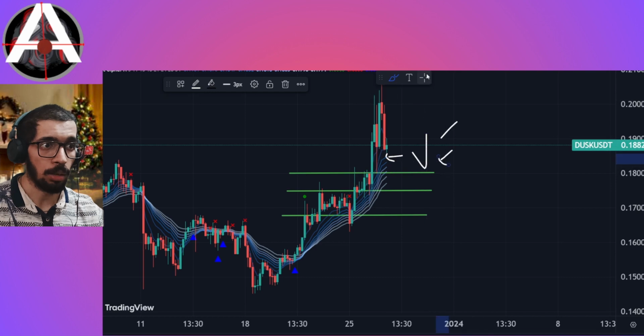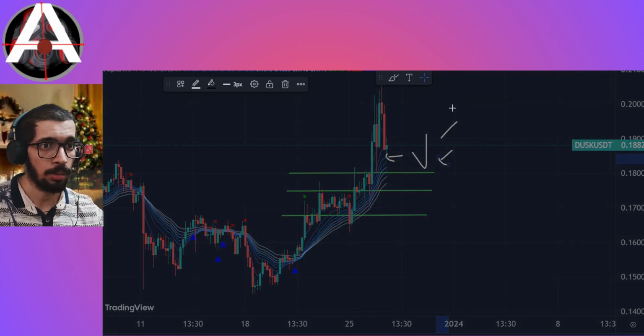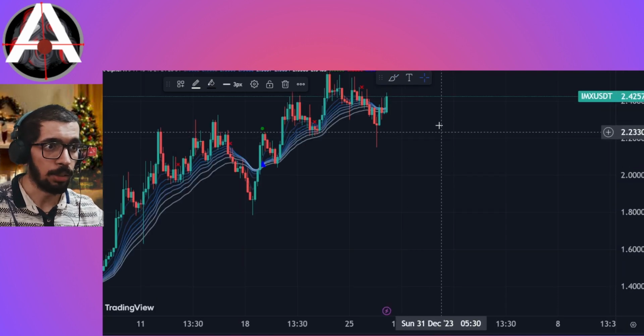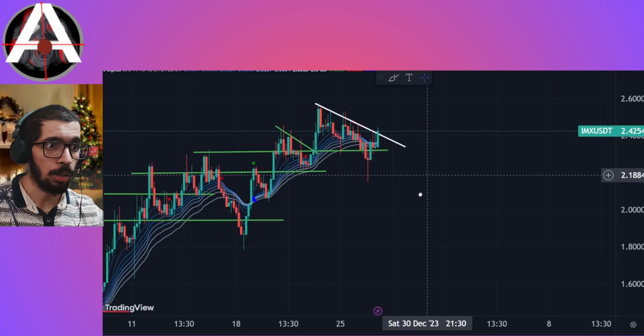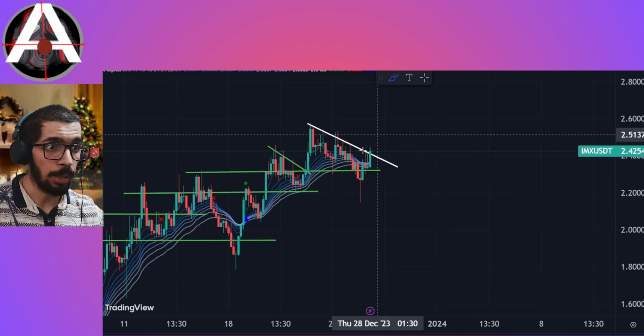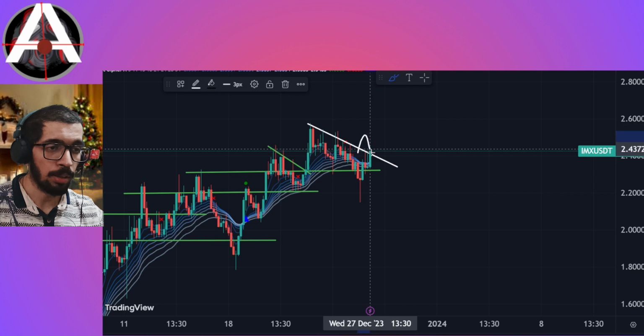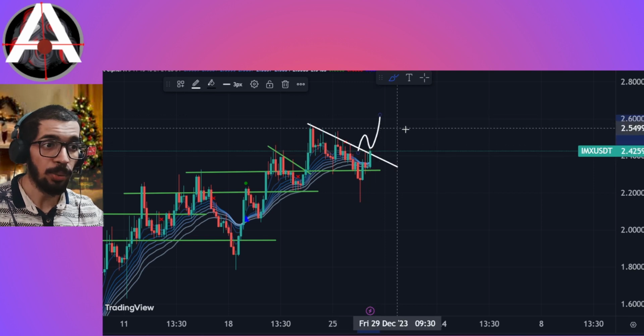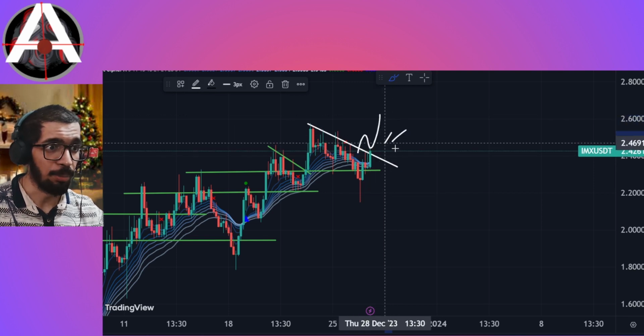Now let's talk about your next token, which is IBEX. Also IBEX we need to watch. Once it breaks this and makes a support, that's the time we need to enter the IMX trade.